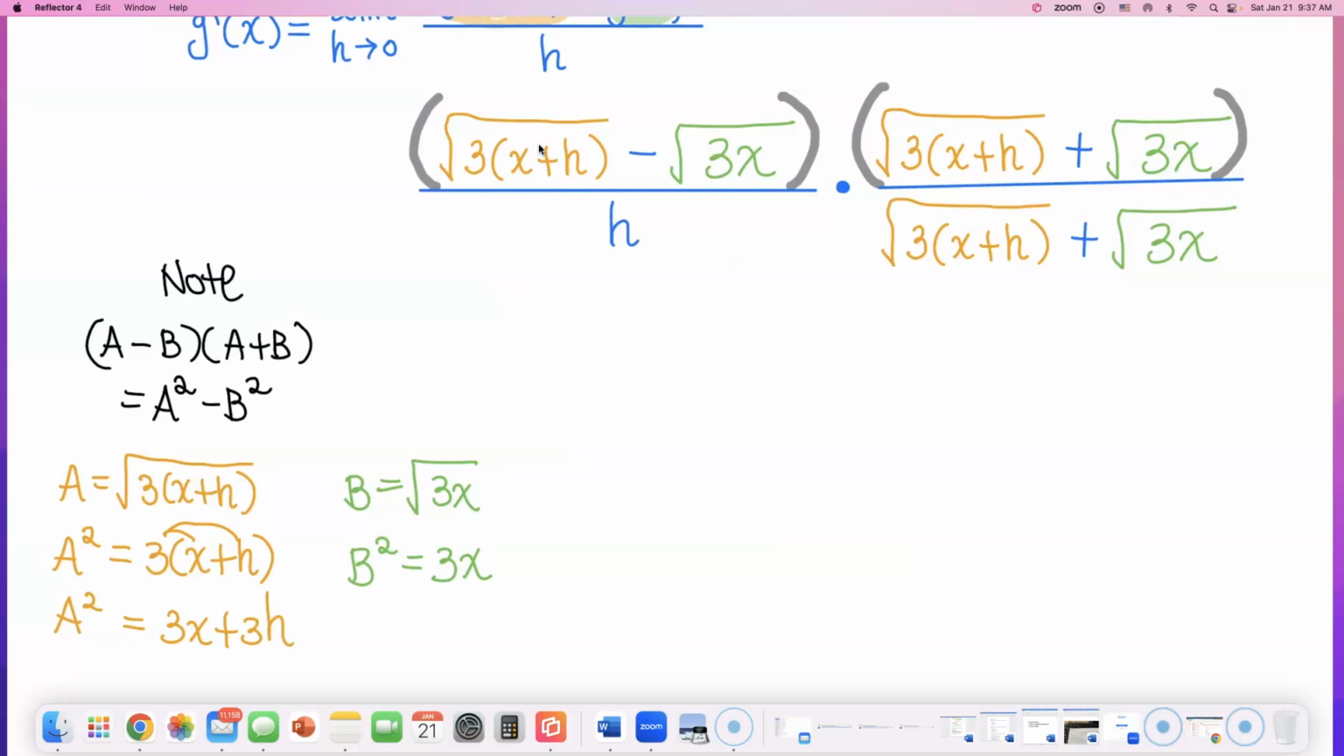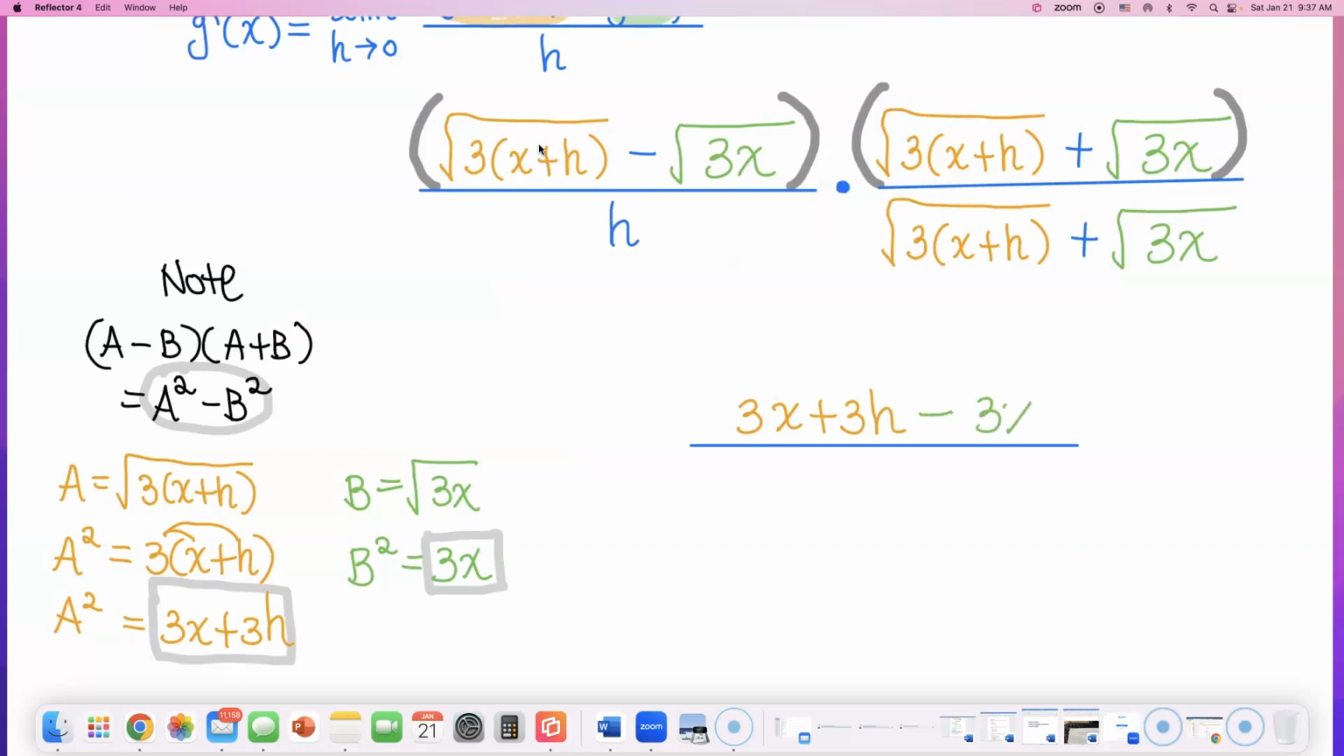Now let's write the big numerator. I don't think it has to be that big anymore. The numerator has to be a squared minus b squared. Okay, a squared is this, b squared is this. So let's subtract these two. I will say 3x plus 3h minus 3x. And in the denominator, there's nothing much we can do about the denominator. You write the h, and then you're multiplying this h by this big other denominator.